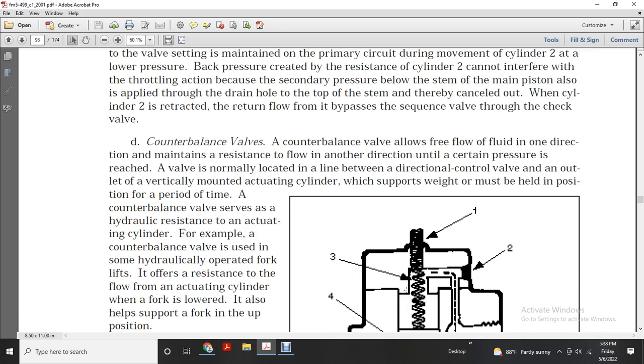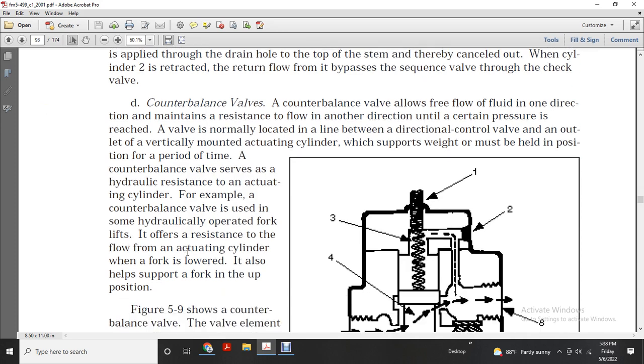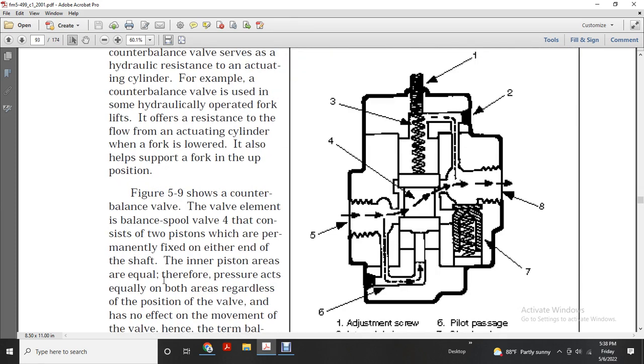For example, a counterbalance valve is used with a hydraulically operated forklift. It offers resistance to flow from the actuating cylinder when the fork is lowered. It also helps support the forklift in the up position.